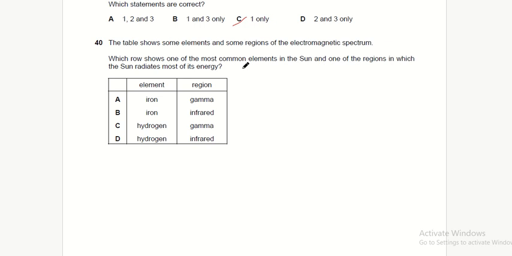Most common element in the Sun and most common radiation. It is hydrogen and infrared.